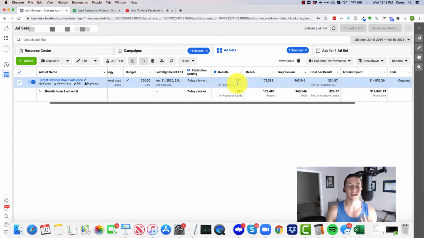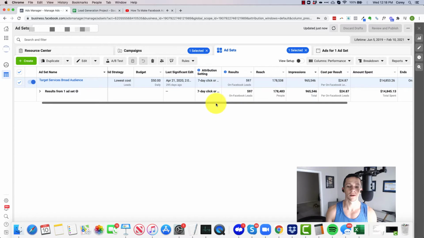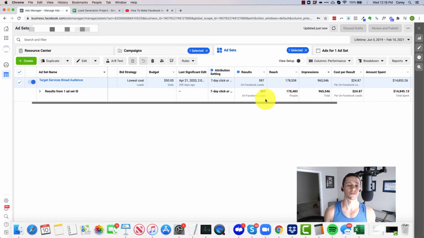And what really stands out to me right here is the reach and impressions. 178,538 reach. That's how many unique people it's reached, but it's made 965,546 impressions. So that's like a frequency of five. I mean, that's a very high, incredible frequency. And a lot of times I'll see posts where people are talking about, oh my gosh, my ads stopped working. I think I need to create new ads. My ads are suffering from ad fatigue. Well, as you can see right here, it's had a frequency of five and things are still working. I'll show you guys more on that in a moment.